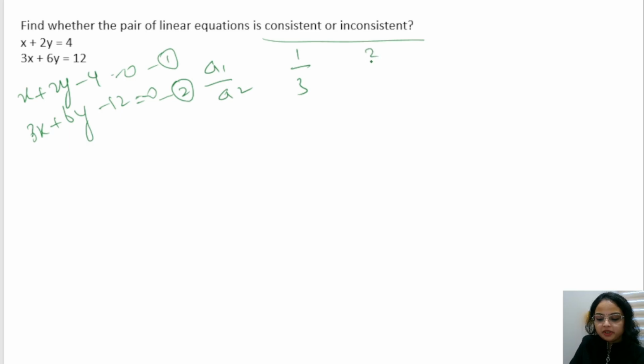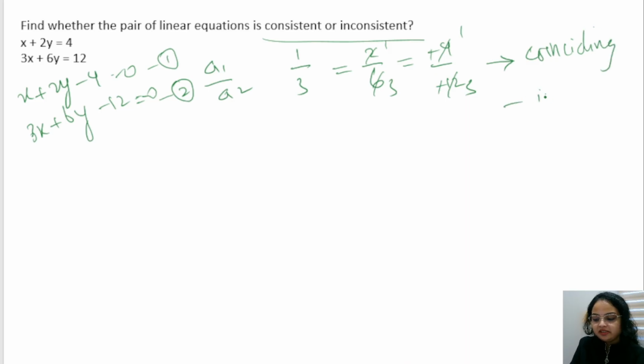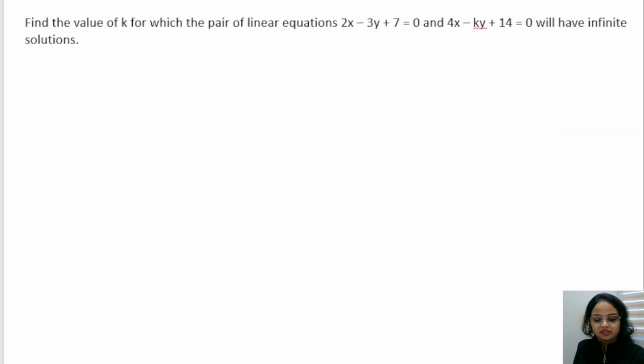And we'll take b1 by b2. It is 2 by 6. And we'll take the constant terms. It is minus 4 by minus 12. So here if you simplify, we'll get 1 by 3. So all these three ratios are the same. If all the three ratios are the same, then the pair of linear equations are coinciding and has infinite solutions. So they are consistent. These pair of linear equations are consistent.